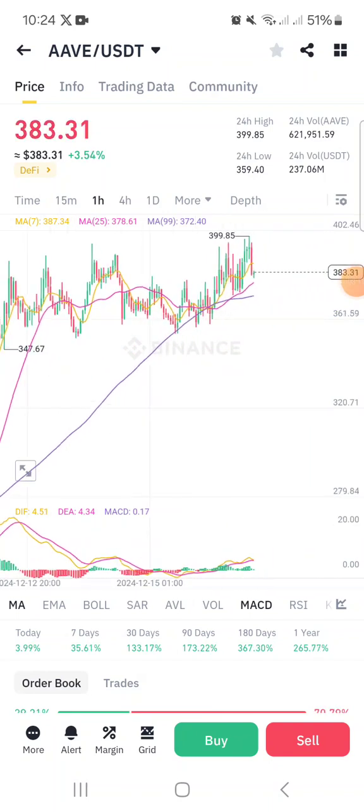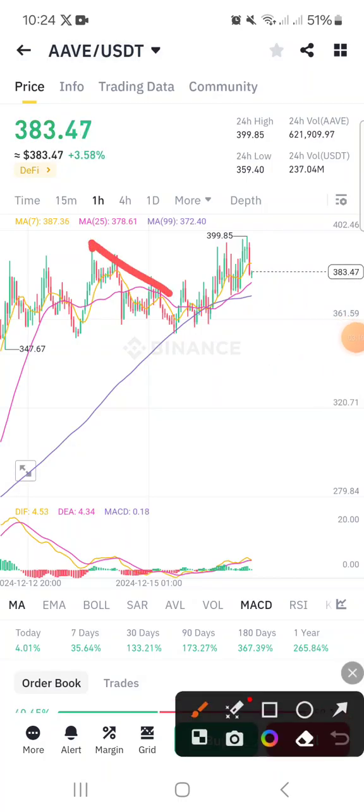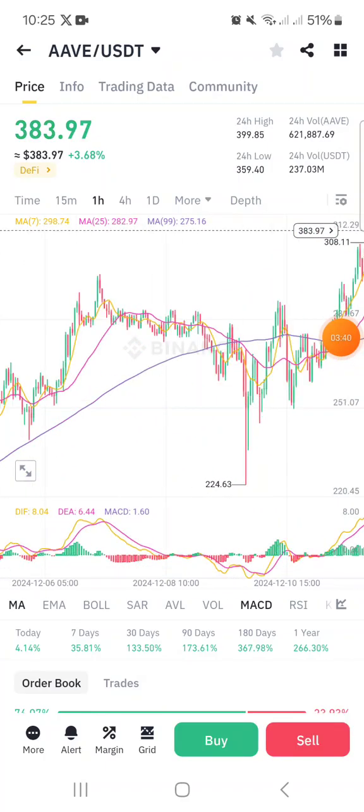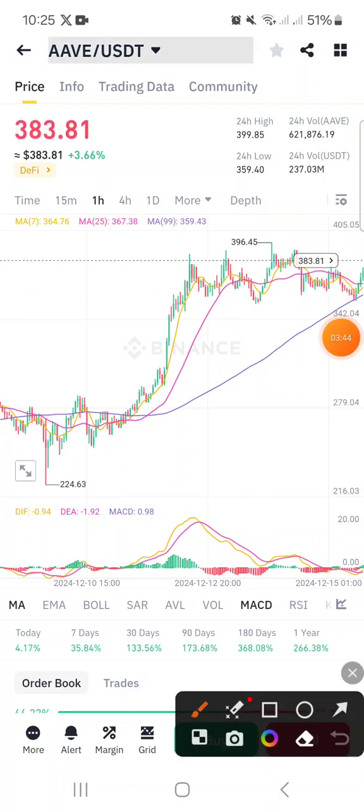Then this is also a downtrend. That is a downtrend. From here to here, it was an uptrend. That was also an uptrend. Then we can as well see that this is also an uptrend from here to here.